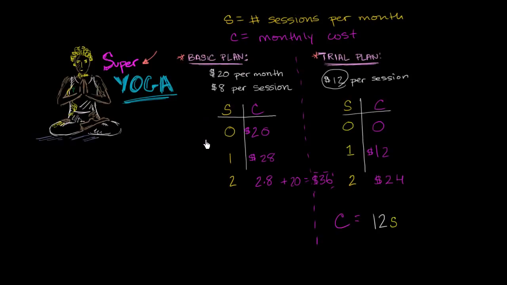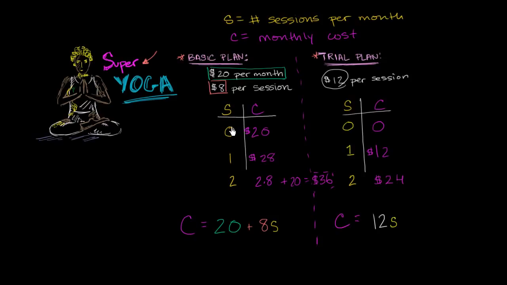Let's do the same thing with the basic plan. How can we express that as an equation? Well, we have our total cost. Our total cost is going to be equal to, well, regardless of what we do, any given month, we're going to have to pay the $20 per month. So no matter what we do, we're going to pay 20 just from the get-go. And then we're going to pay $8 per session. So it's going to be $20 plus 8 times the number of sessions. So that's interesting.